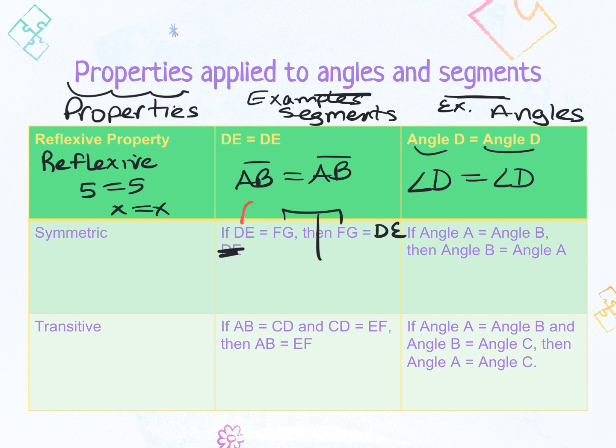And then the DEs would match, as well as the equal signs. So like a line of symmetry, or just know you're switching the order. And then can you please apply these to angles as well.